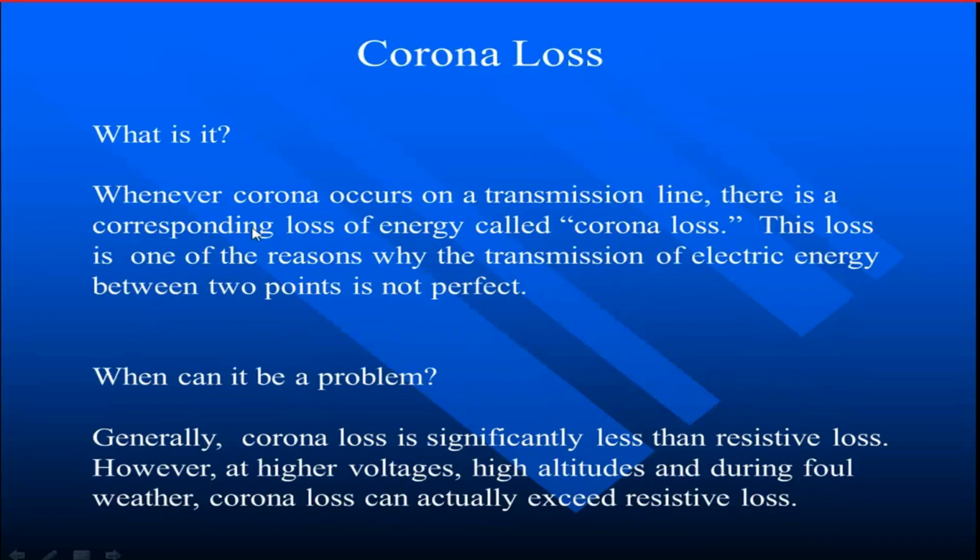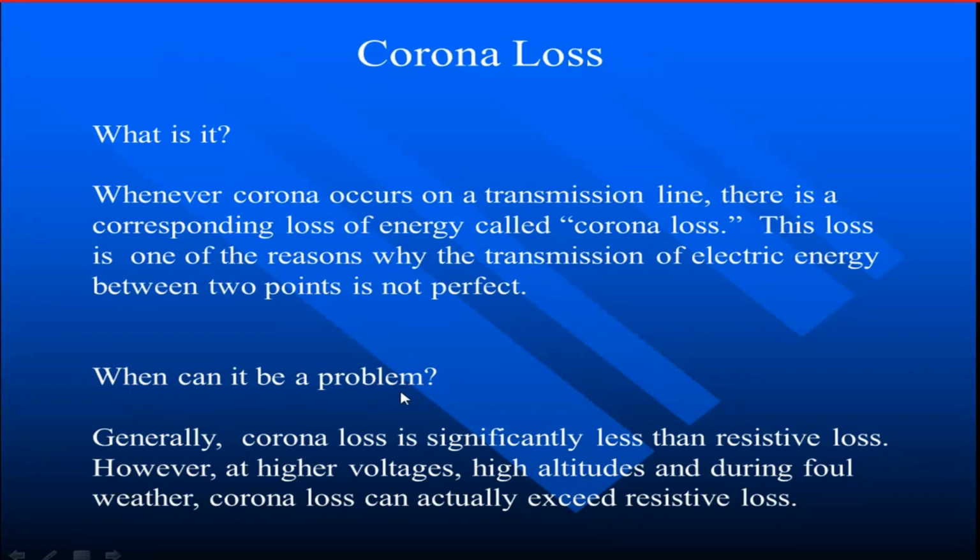So what is corona loss? Whenever corona occurs on a transmission line, there is a corresponding loss of energy called corona loss, and this loss is one of the reasons why the transmission of electric energy between two points is not perfect. Loss is nothing but this: whatever amount of energy we transfer from one point to another, due to loss the total energy is not delivered to the user end. It causes a reduction in energy supplied.